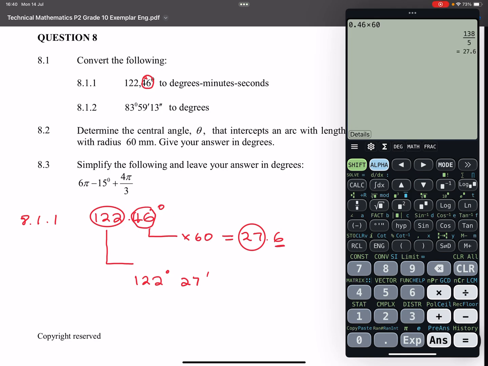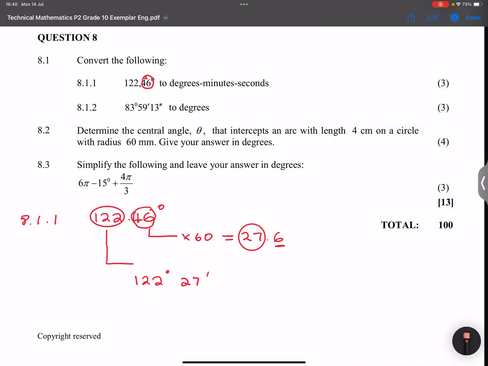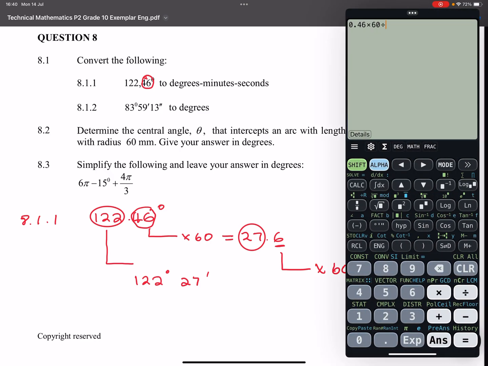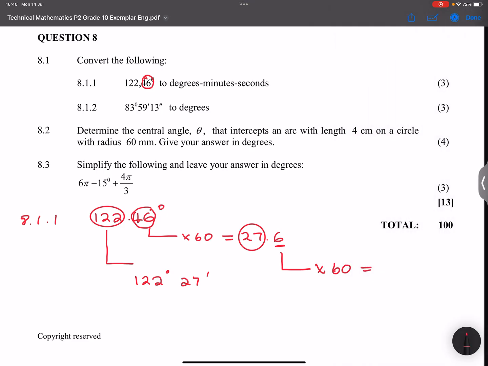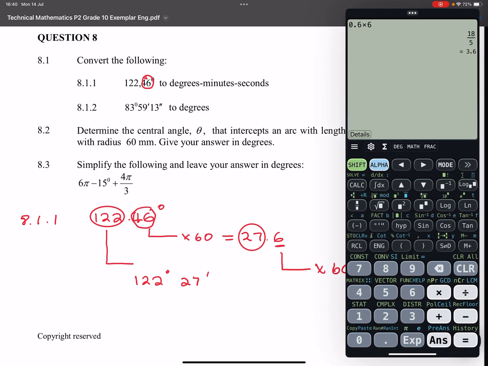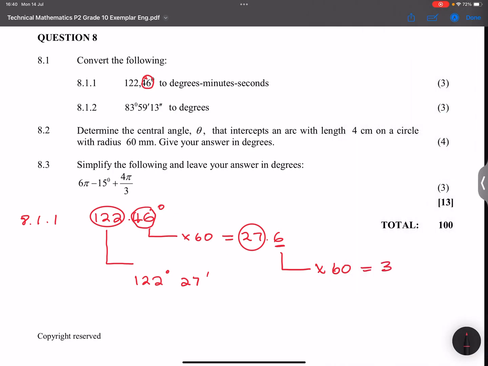Then the decimal, again, you are now going to take that and multiply it by 60. So now you're going to say 0.6, multiply that by another 60, and that gives you 3.6. Sorry, that gives us 36 rather. 0.6 multiplied by 60, and we get 36. So those become our seconds.